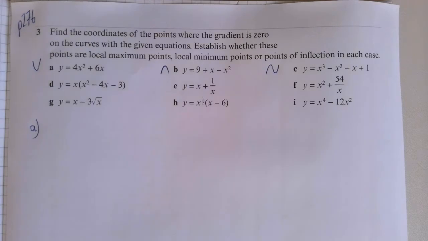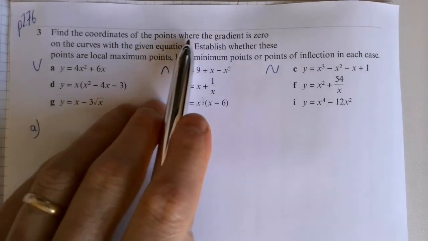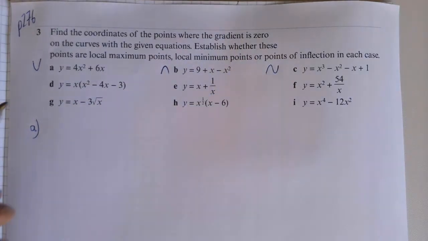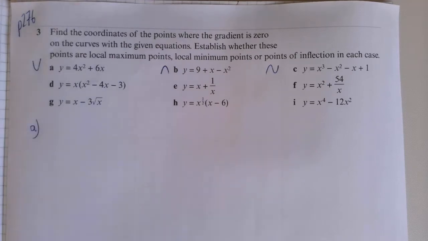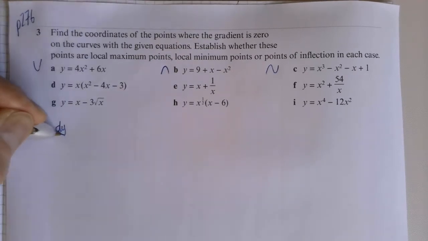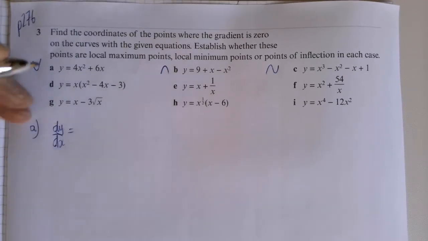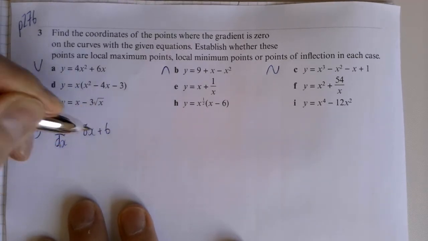So for part A, they don't use the phrase turning point, but that's what they mean, the points with a gradient of 0. I'm going to find the turning point. I know it's just one. And I'm going to then establish what sort of turning point it is using differentiation. So that's my function. I'm going to differentiate it. I get 8x plus 6.